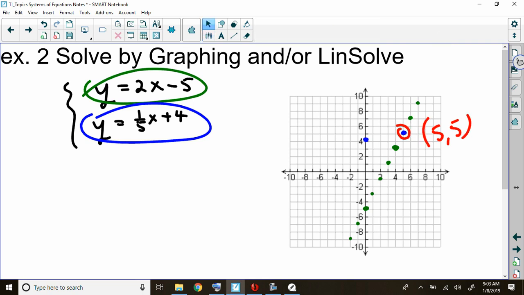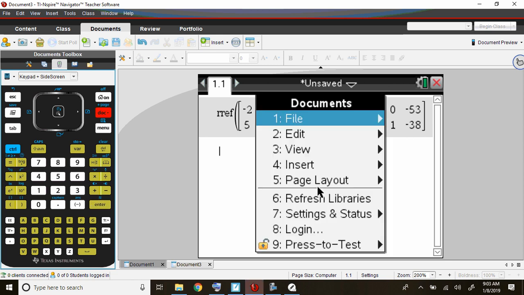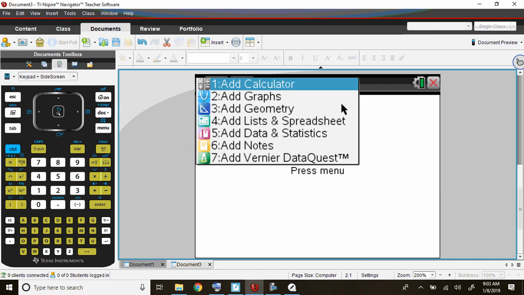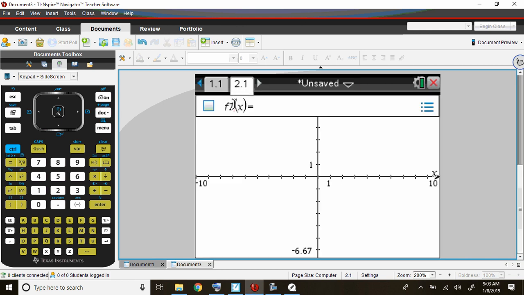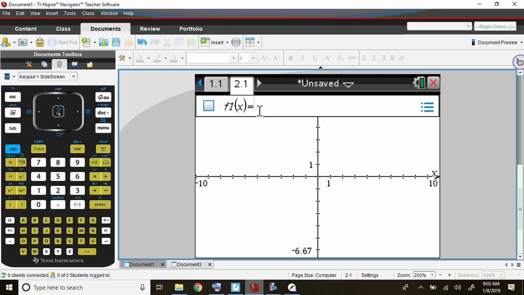But we're looking at how to use the graphing calculator to do this. Could you solve that on the graphing calculator by graphing? Hopefully you could. So remember, on the calculator, there's no need to start a new document every time, but I am going to go document, and I am going to insert a new problem. I'm going to insert a problem, and I want to look at a graph. And my first equation is y equals 2x minus 5.